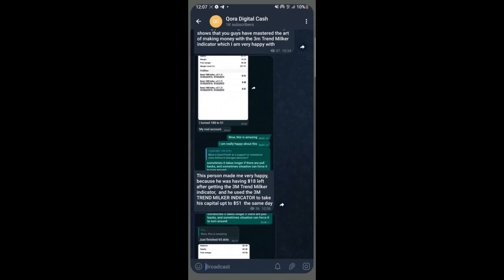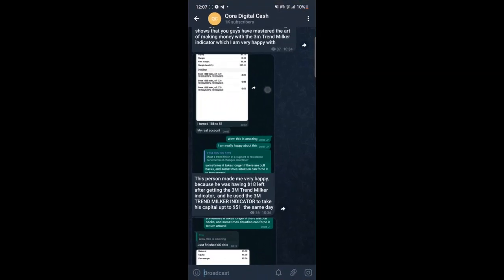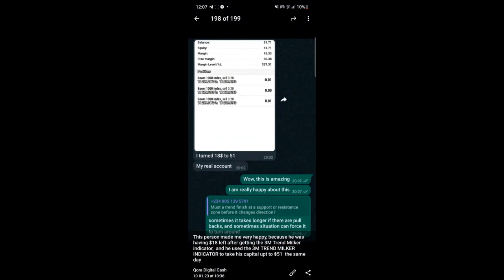Okay, check it out. This is it. This is my Telegram channel, and you can see it right here saying QDC, that is Qora Digital Cash. That's my Telegram channel. I posted this morning when I got the message from my subscribers, and it says, okay guys, you can see it right here. This was the first message he sent to me, where he made $51 in profit, starting from a capital of $18. You can see all these right here with a capital of $18. Check it out. I turned $18 to $51, my real account.